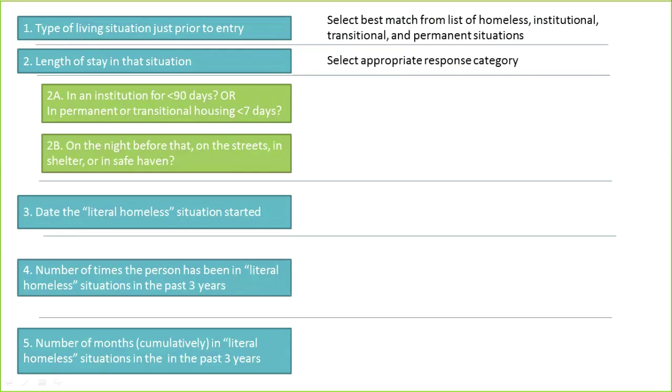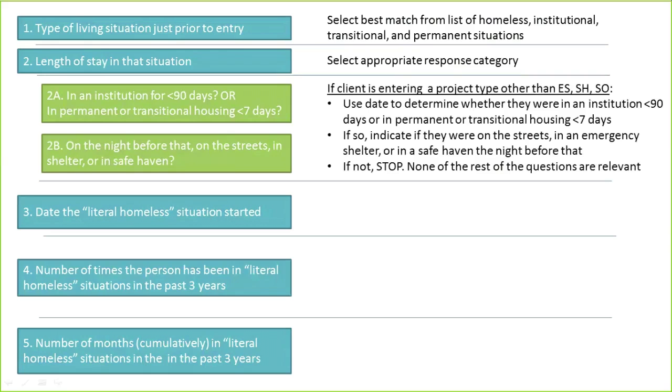Now, if the client is entering a project type other than shelter, safe haven, or outreach, there are some extra fields here. If the client is coming from a permanent or transitional housing situation that they were in for less than 7 days, or if they're in an institutional situation that they were in for less than 90 days, you're going to have to work with the client to figure out where they were before that. If it was on the street, in an emergency shelter, or in a safe haven, you'd indicate that in this field. If the client was in one of those 3 situations, you keep going. If not, you stop at that point.